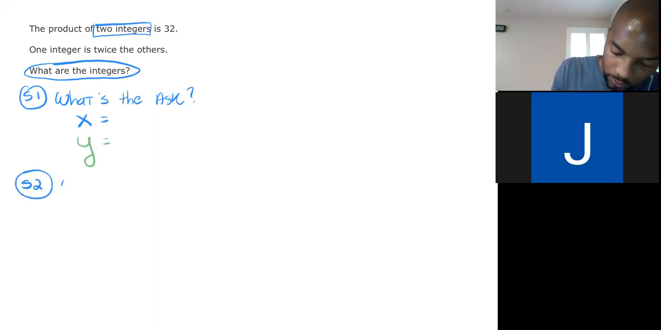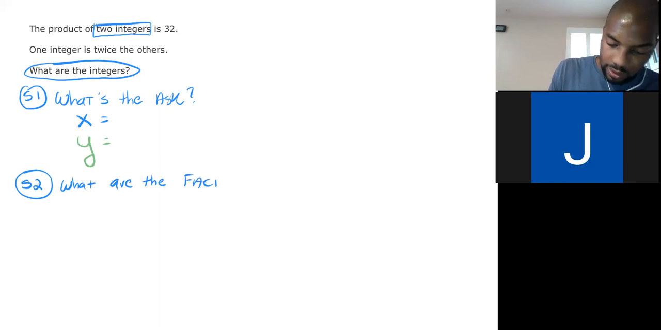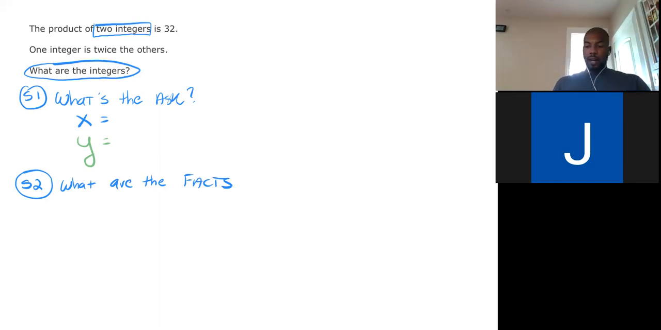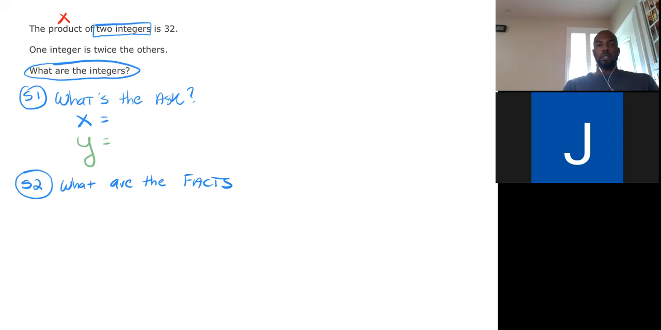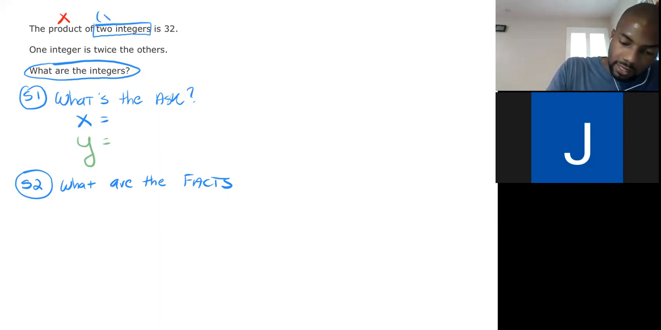Next, I start to talk about the facts. Step two, what are the facts? Find the facts. All right, let's start at the beginning. The product of. Anytime I see the word product in math, I'm going to think multiplication. The product of two integers. Do I know what my two integers are? Nope. All I know is one is going to stand for x, and the other one will be y. That's all I know.